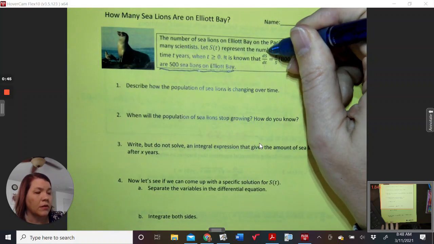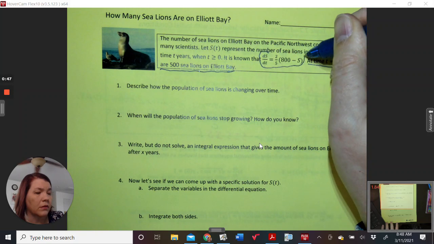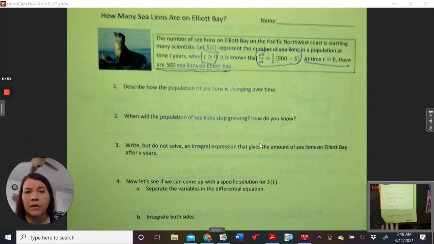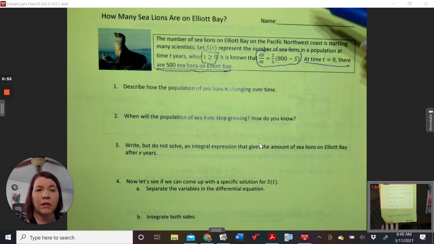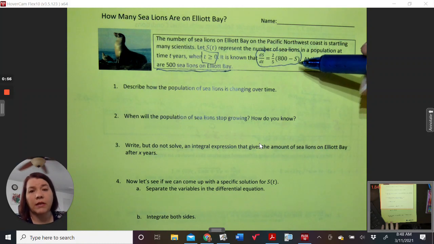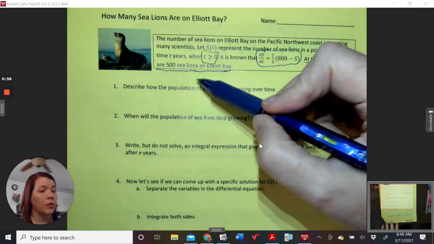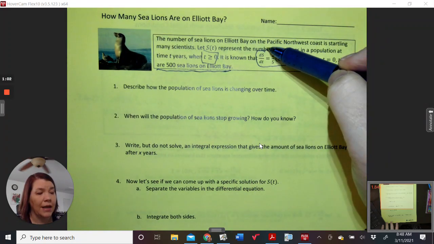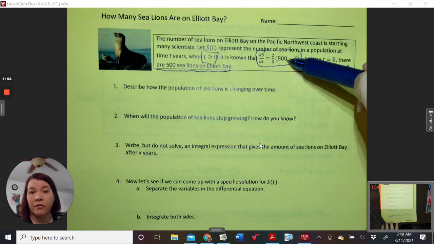We also need this equation. We need to know that t is always greater than zero. So those are the things that caught my attention. And so, how is the population of sea lions changing over time? When we look at the population changing over time, that's this dS/dt. So we're asking you to describe the derivative.